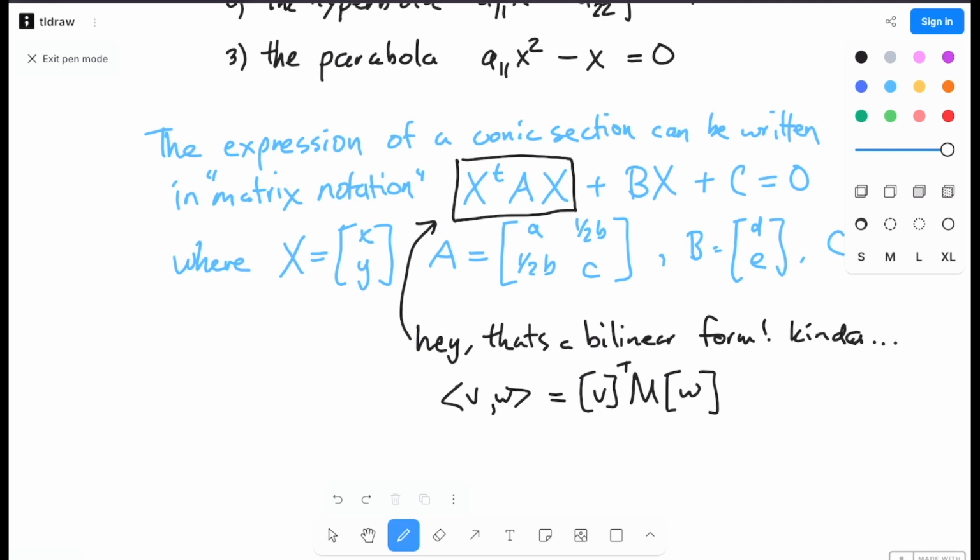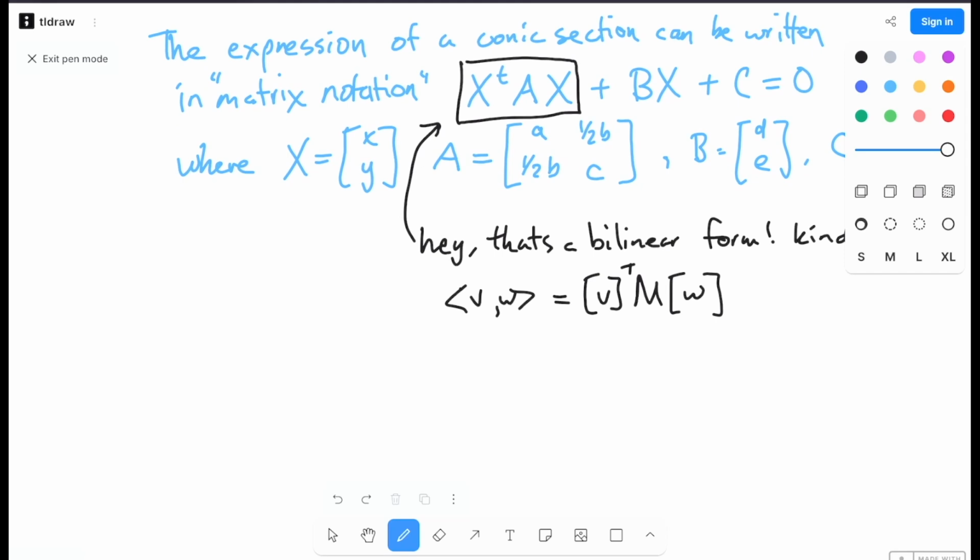But in particular, recognizing this allows us to take some of our tricks that we learned for writing bilinear forms in other bases and apply them to this situation, making a linear change of variables to the x and the y in order to produce a matrix that's better behaved. Probably diagonal would be nice.